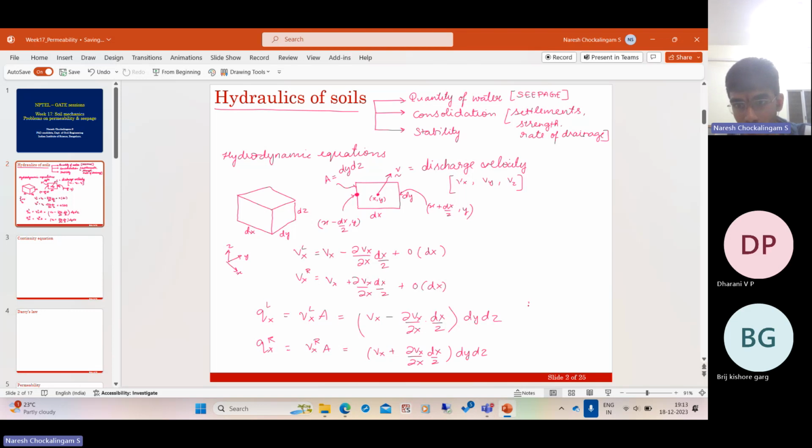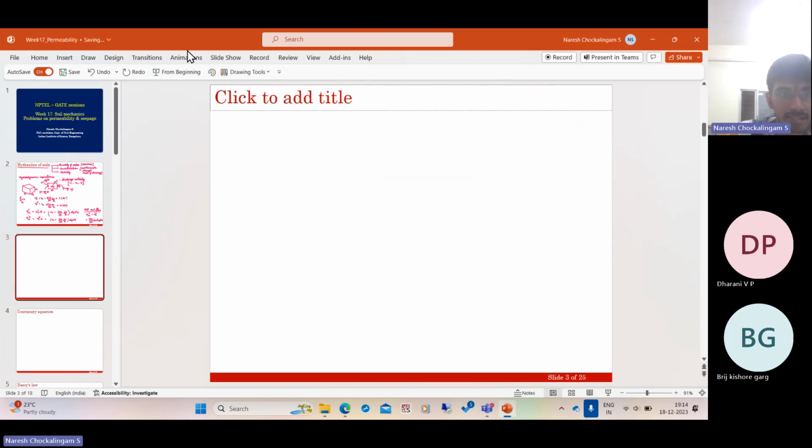What is the net outflow? So the net outflow of water through this volume of soil is Qx, which is outgoing minus incoming. And what is that equal to? So Vx gets cancelled. It is nothing but partial Vx with respect to x, dx dy dz. You have a plus dx by 2, minus of minus dx by 2 will become plus dx. So this is in one direction.